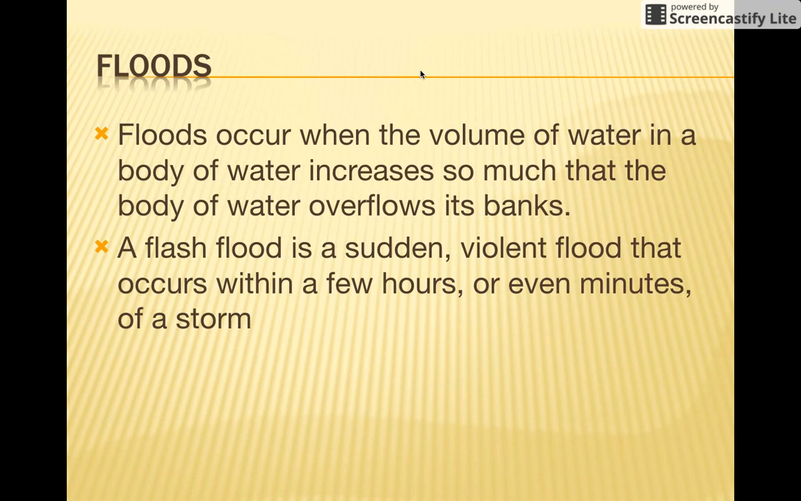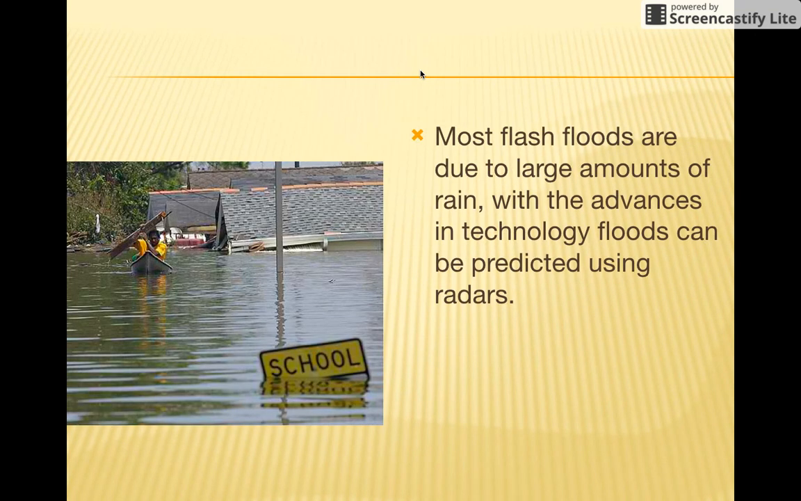Floods. Floods occur when the volume of water in a body of water increases so much that the body of water overflows its banks. A flash flood is a sudden violent flood that occurs within a few hours or even minutes of a storm. Most flash floods are due to large amounts of rain. With the advances in technology, floods can be predicted using radars.